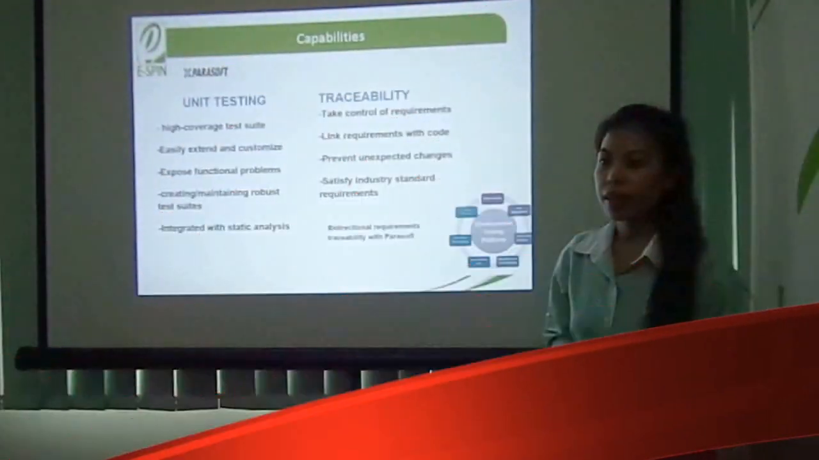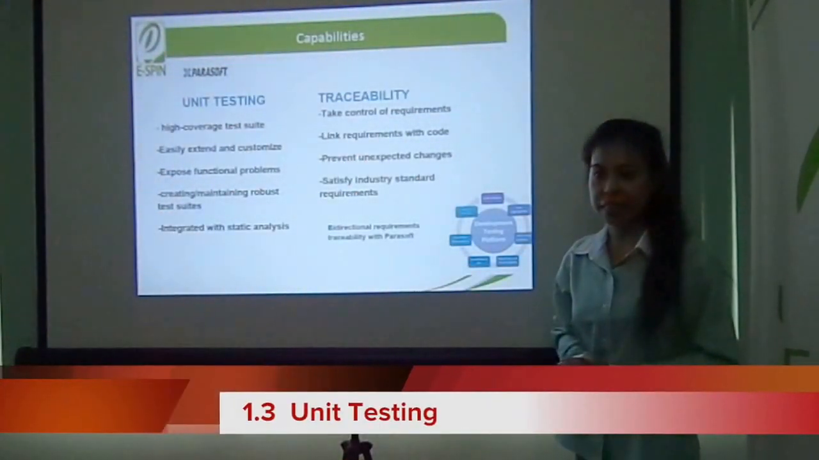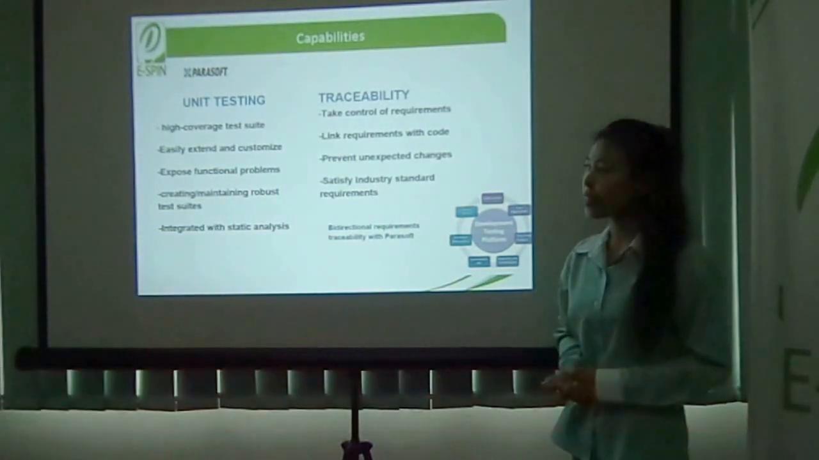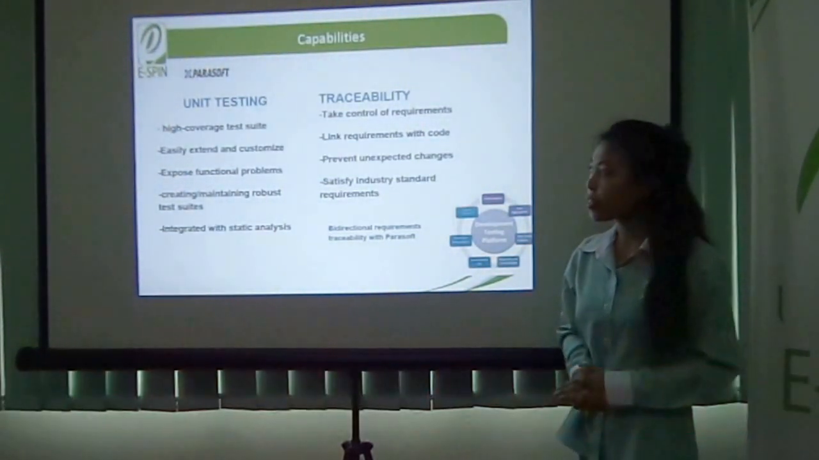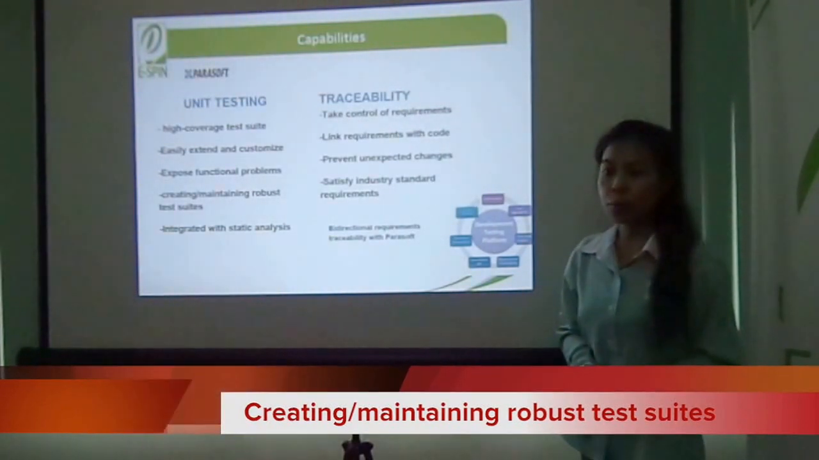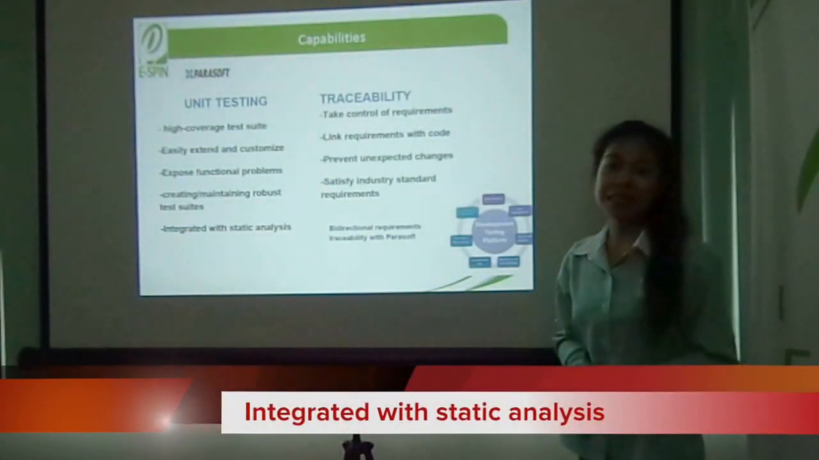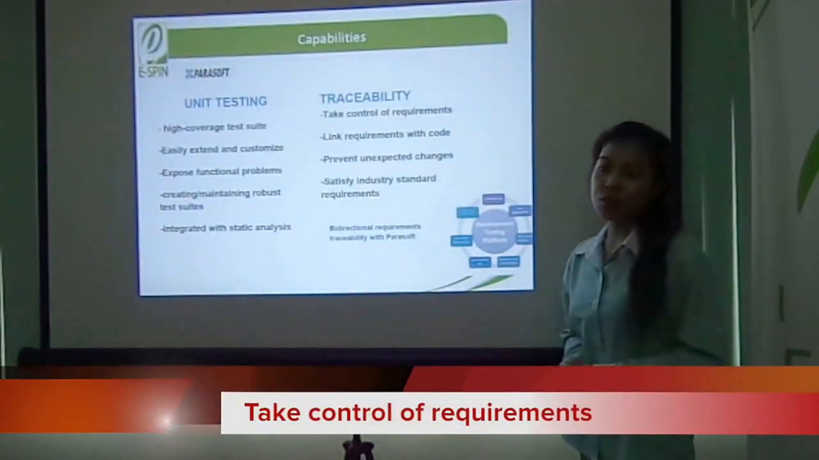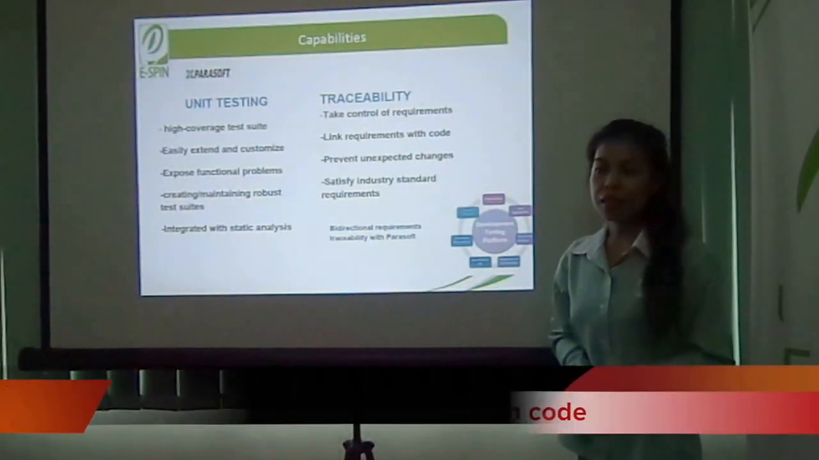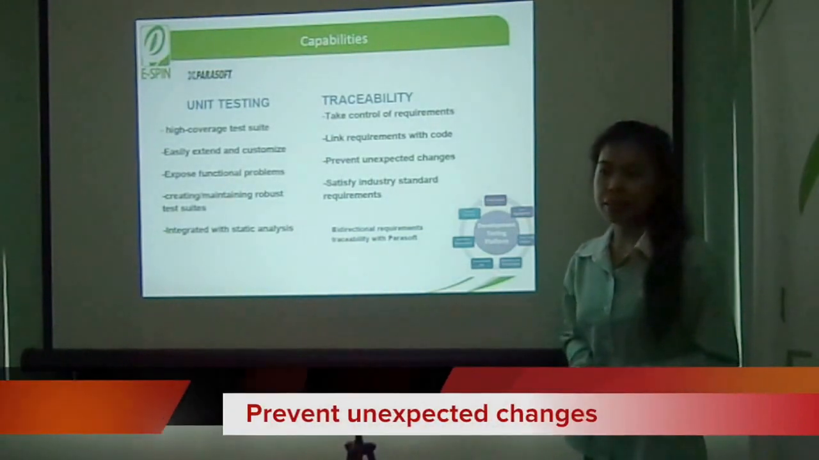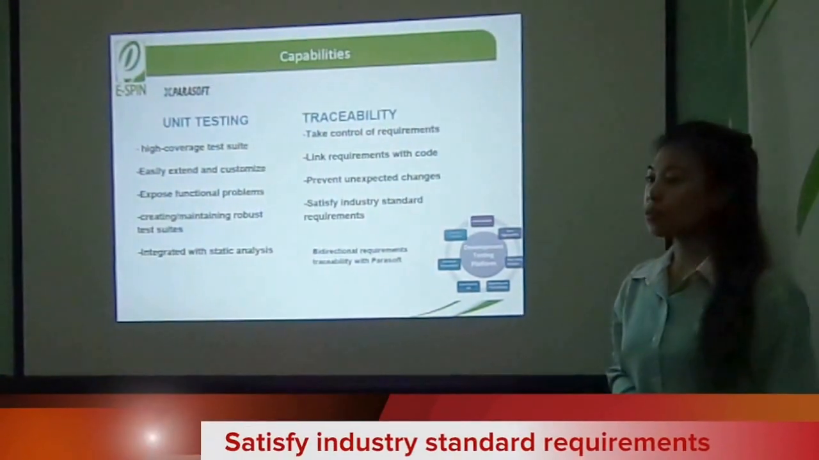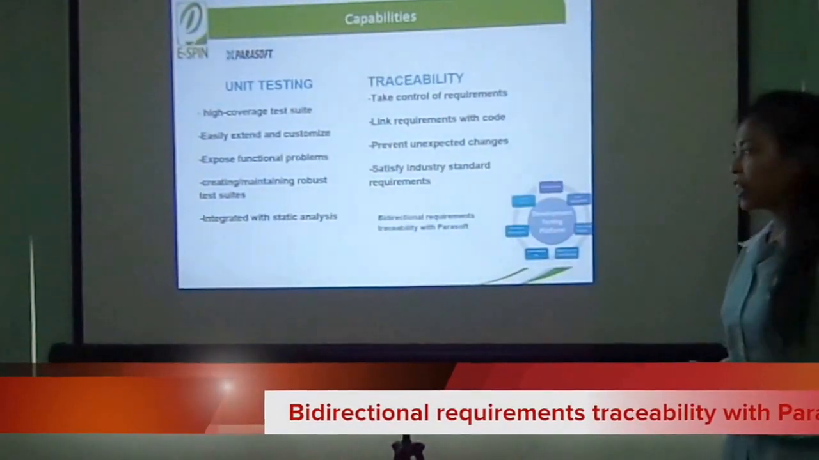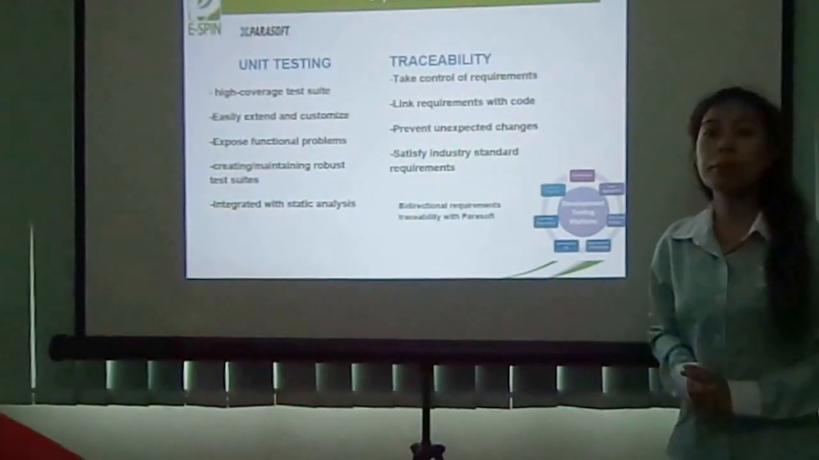based on risk. Third, under the capabilities, is unit testing. It provides a high coverage test suite that is easily extended and customized, exposes functional problems, creates and maintains robust test suites, and is integrated with static analysis. Lastly is traceability. It lets you take control of requirements, link requirements with code, prevent unexpected changes, and satisfy industry standard requirements. Take note of the bidirectional requirements traceability with Parasoft.